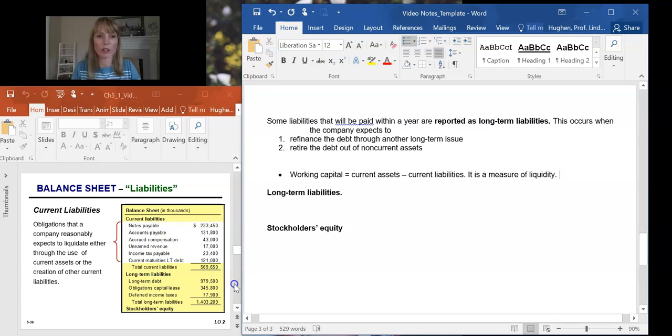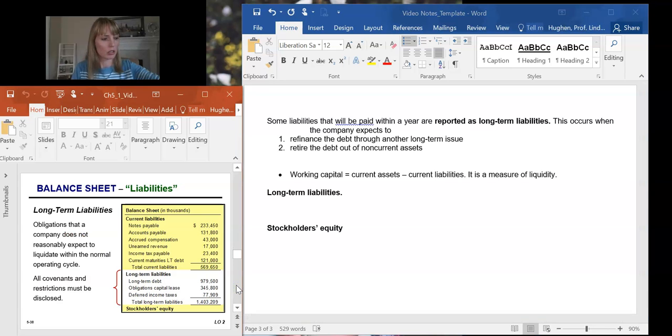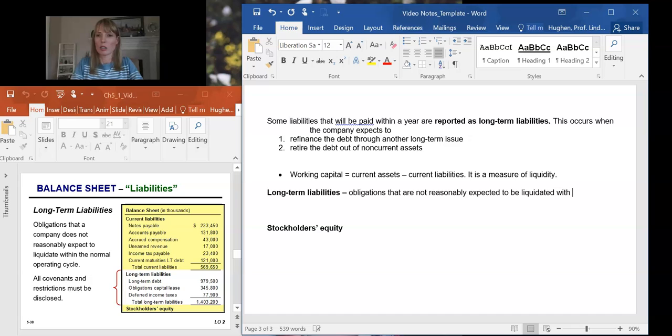Next, we have our long-term liabilities. Let's define these. Long-term liabilities are obligations that are not reasonably expected to be paid or liquidated within the normal operating cycle.